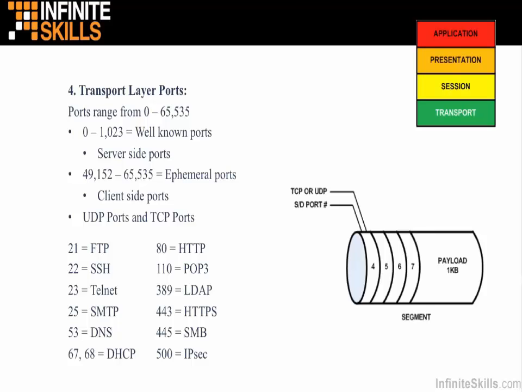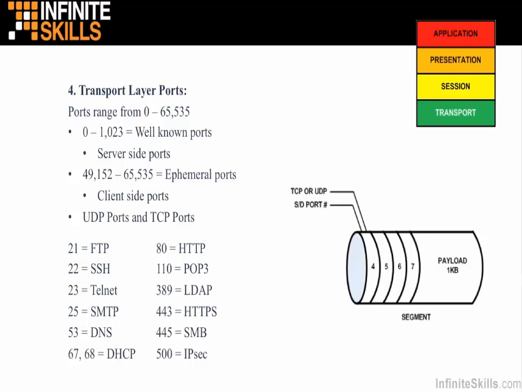So if a client is opening his browser and he wants to browse a web page, he'll send the request to server-side port 80. That would be the destination port 80. And that way, when the segment is received by the server, it looks at the port number at layer 4 header and says, oh, hand this request up to the web server.